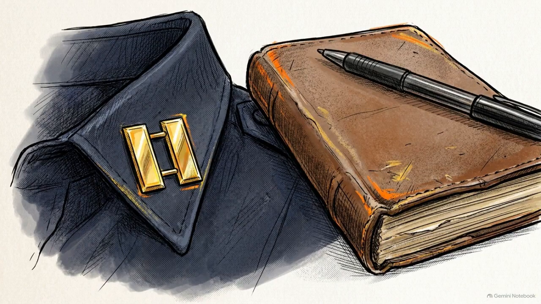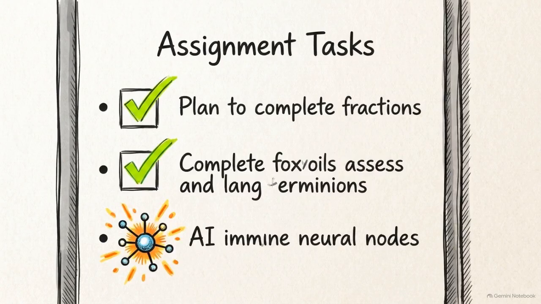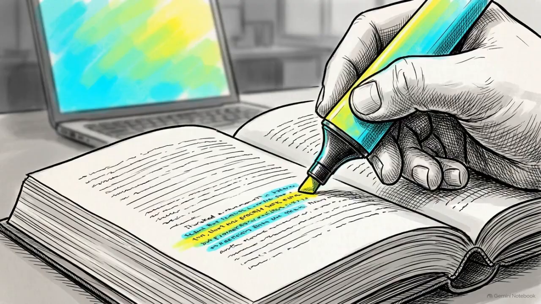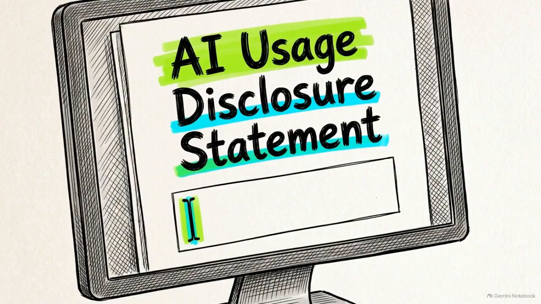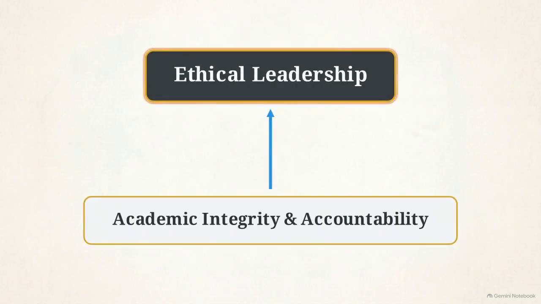Rank provides authority, but your character and expertise generate your actual power. Your next step in Module 5 is to proceed to the discussion board. This week's assignment requires you to research and present one historical example of ethical leadership and one example of unethical leadership. Under the course AI policy, generative AI tools are permitted to assist you in this historical research phase. However, you are strictly required to manually verify every factual claim those tools provide, and you must explicitly disclose your AI use in your final submission. The practice of ethical leadership begins directly with your own academic integrity and accountability.